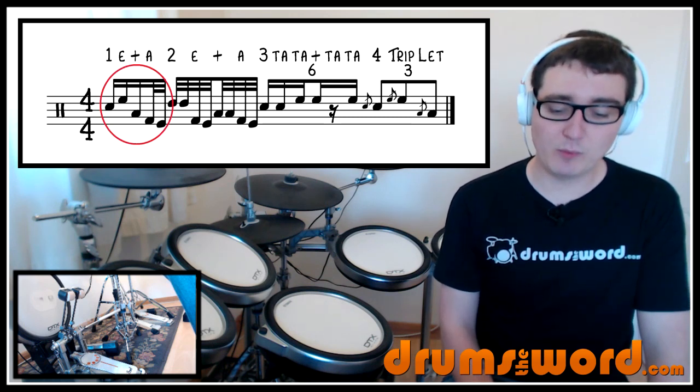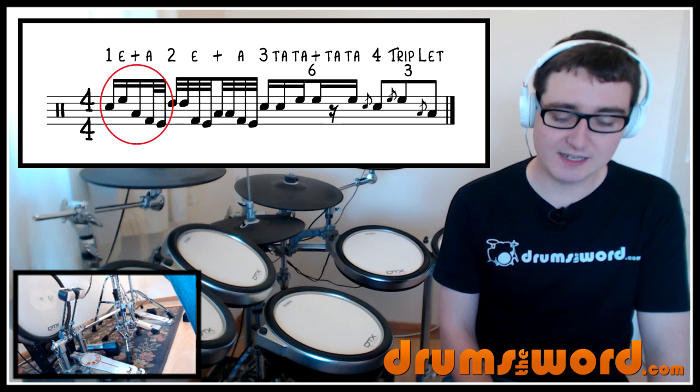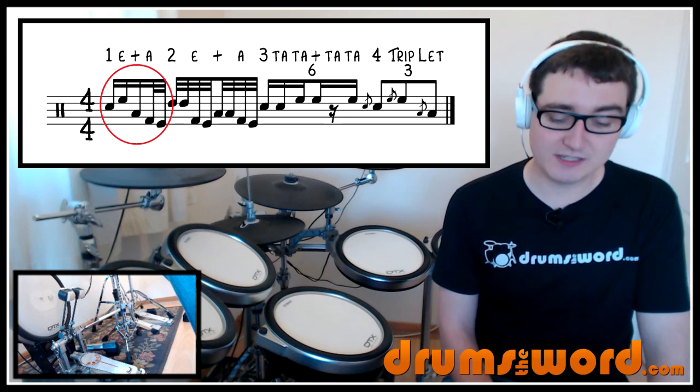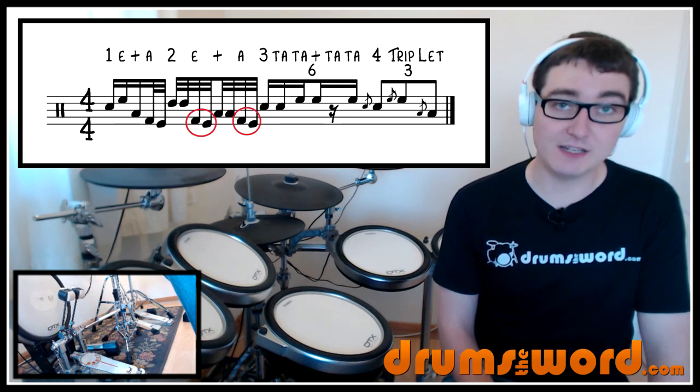So going back to beat 1, we can see that the first 3 notes are 16ths, and the "a" of beat 1 contains 2 32nd notes played on the double bass drum. It's the same for the "e" and the "a" of beat 2.